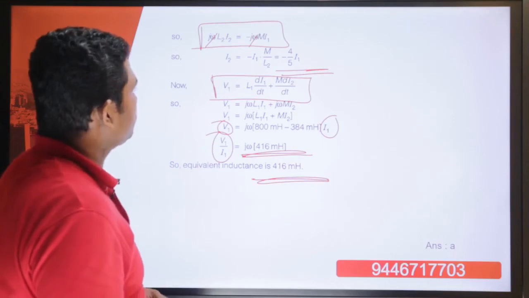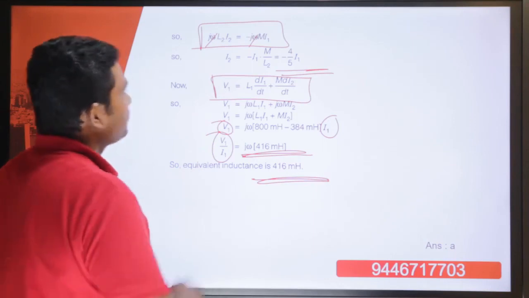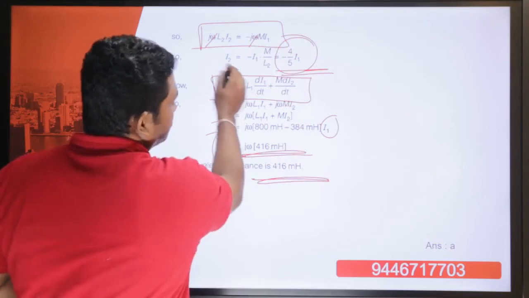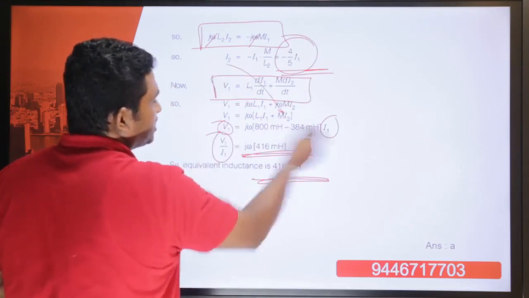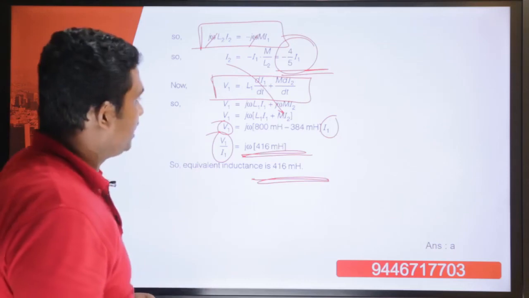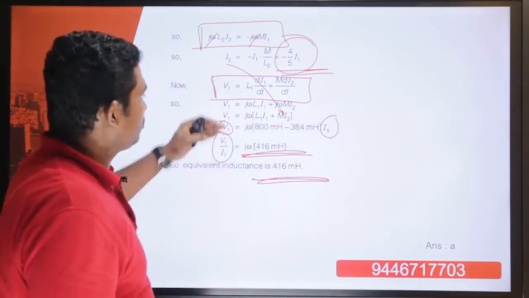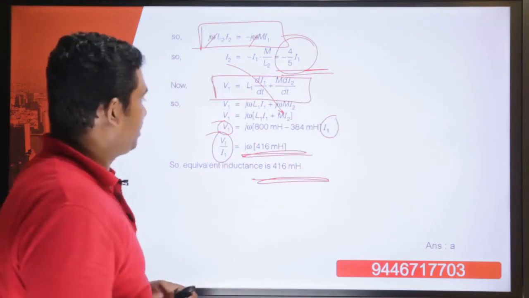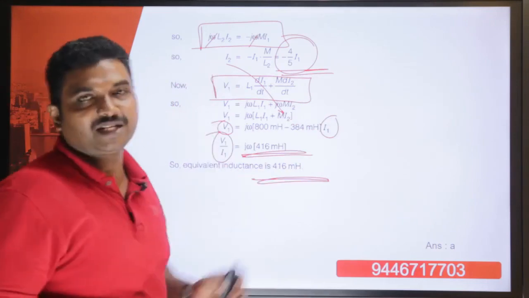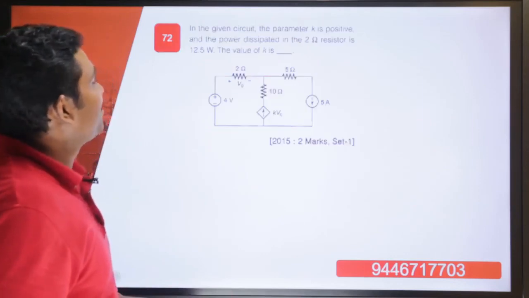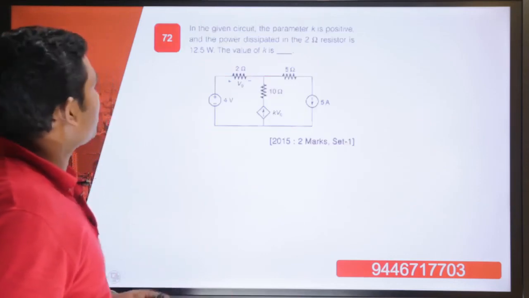Here you will have to substitute the value of I2. Okay, so we have obtained the value of I2 earlier, and you will have to substitute for I2 such that the expression reduces in terms of I1 only, and then you will be able to take I1 outside the bracket and reduce it in the form of V1 divided by I1, and then you will get the equivalent inductance as 416 millihenry. Okay. Now going into the next problem, problem 72.